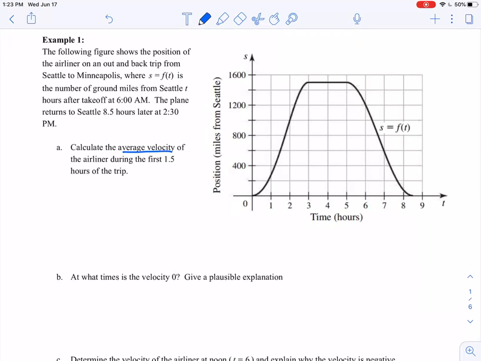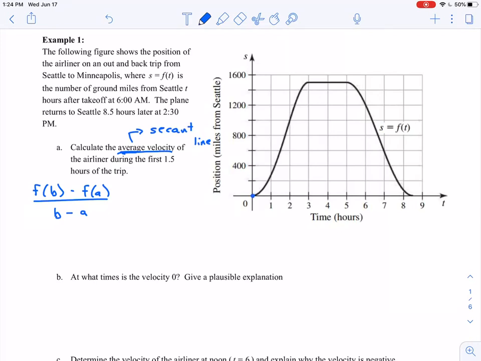When we talk about average velocity, remember we said that was the same as the slope of the secant line, same as average rate of change. So we're thinking about that formula, f(b) minus f(a) over b minus a. I want to look at the first hour and a half of the trip from 0 to 1.5 hours. So average velocity, remember, is really the slope of the secant line. Let's sketch in the slope of the secant line during the first hour and a half.